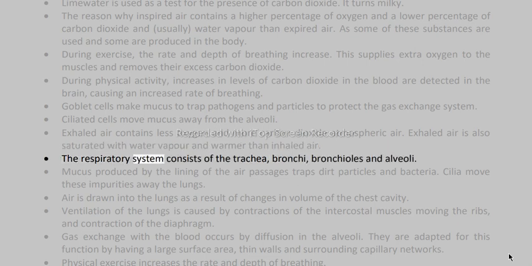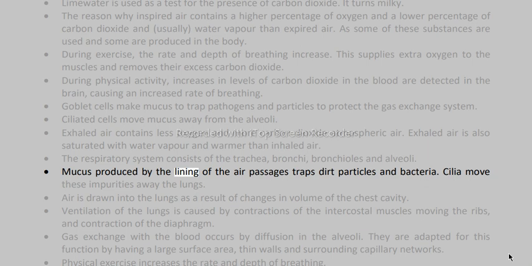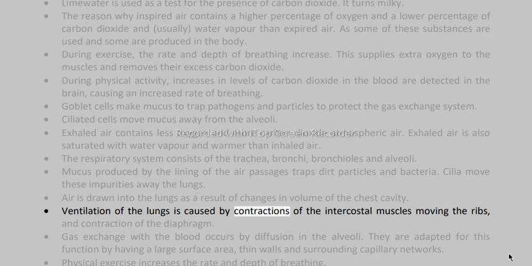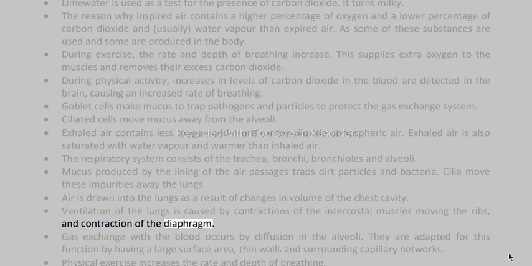The respiratory system consists of the trachea, bronchi, bronchioles, and alveoli. Mucus produced by the lining of the air passages traps dirt particles and bacteria. Cilia move these impurities away from the lungs. Air is drawn into the lungs as a result of changes in volume of the chest cavity. Ventilation of the lungs is caused by contractions of the intercostal muscles moving the ribs, and contraction of the diaphragm.